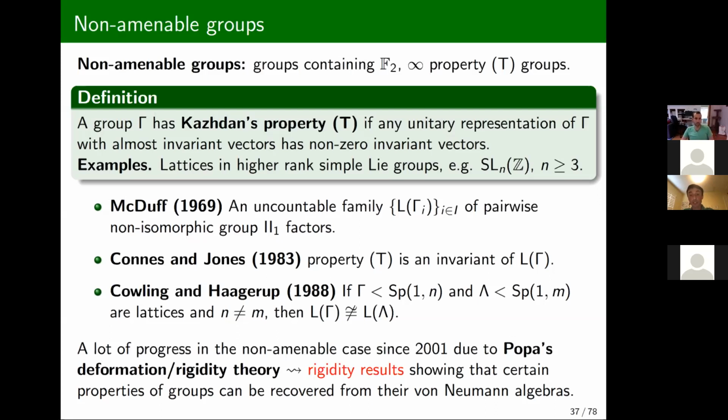So what are these? These are results where you can show that certain properties of groups can be recovered from the von Neumann algebras. So Connes's theorem tells you that for amenable groups, you cannot recover any information from the von Neumann algebra, whereas Popa's deformation rigidity theory allows you to say that in certain cases, properties of the groups and actions can be recovered from the von Neumann algebra. So this will be the focus of my talk from now on.